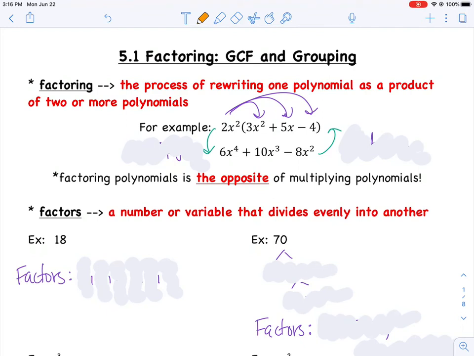Now in the past, we've taken two polynomials and we've multiplied them, right? We've distributed, we've multiplied, we've FOILed, stuff like that. Well, now we're going to go backwards and we're going to factor. We're going to figure out if we have one polynomial, how we can make it look like two or more polynomials by factoring it. So factoring is the opposite of multiplying polynomials.